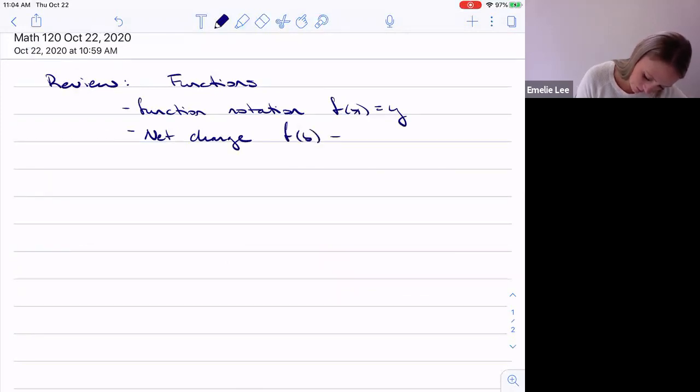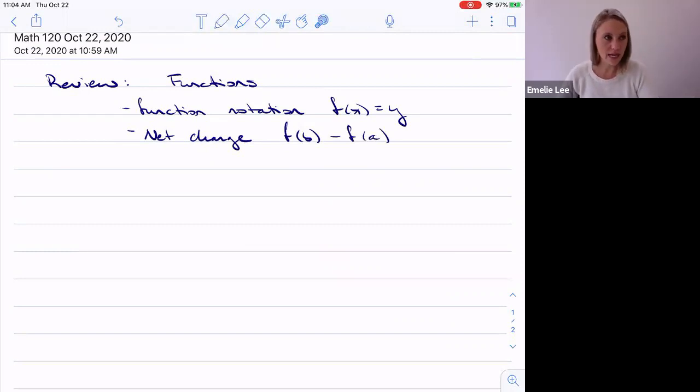Net change is f of b minus f of a. So we talked about the net change of a function from a to b, right? We take the endpoint on the rightmost side minus the endpoint on the leftmost side, and then the change between those two values, those two outputs, is the net change. And we're going to incorporate that today into the average change, or the average rate of change, but it all kind of stays the same.